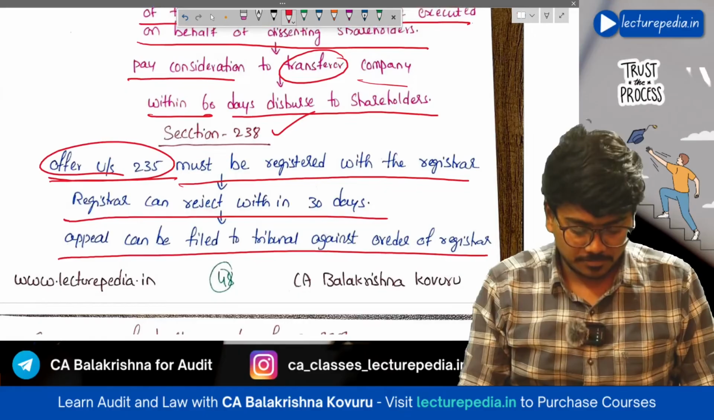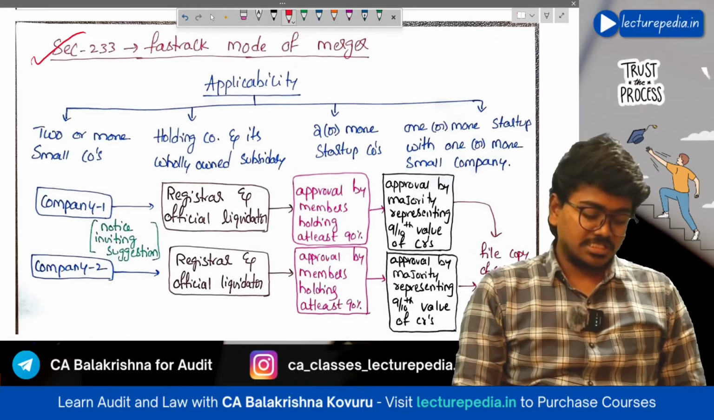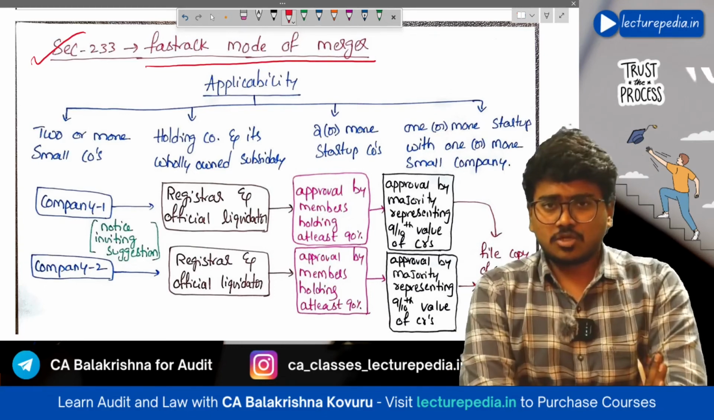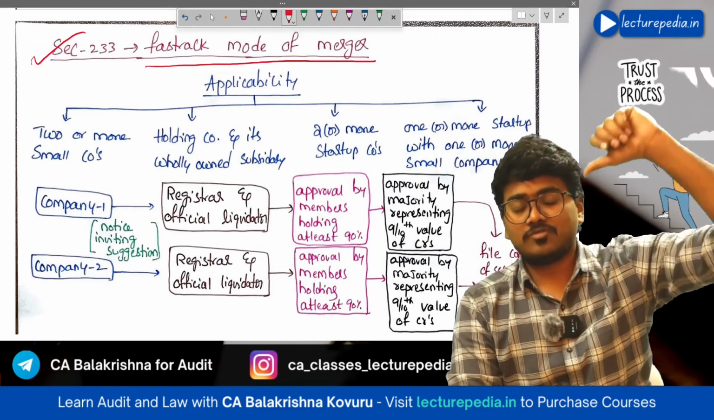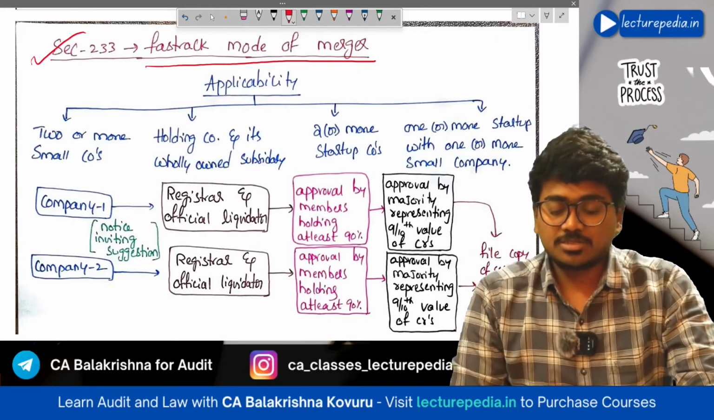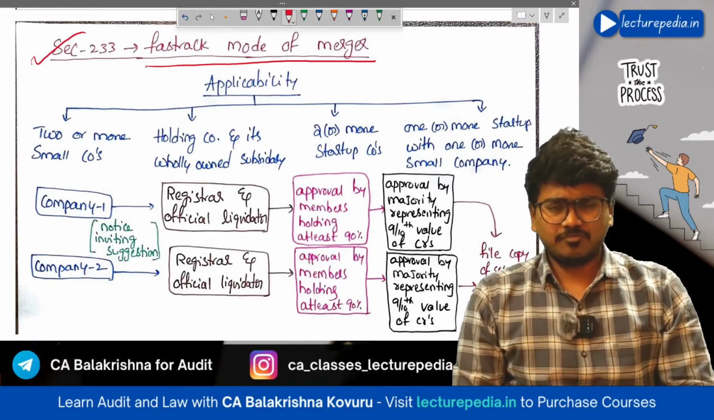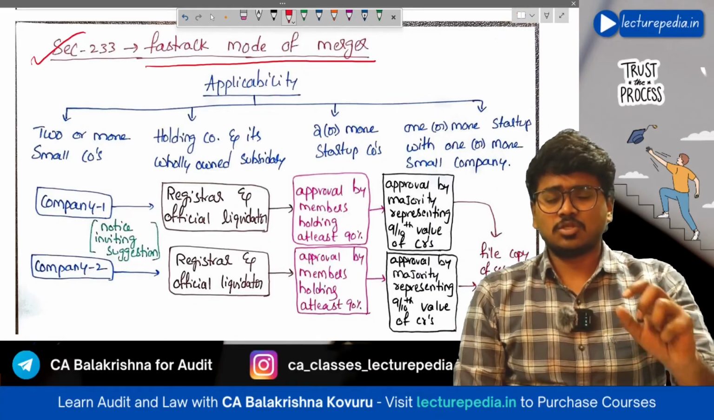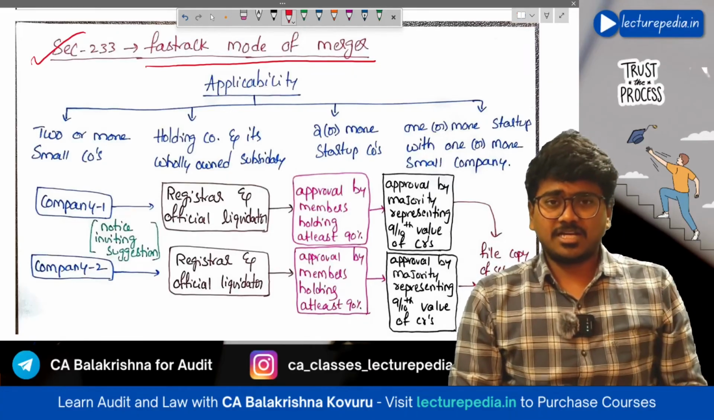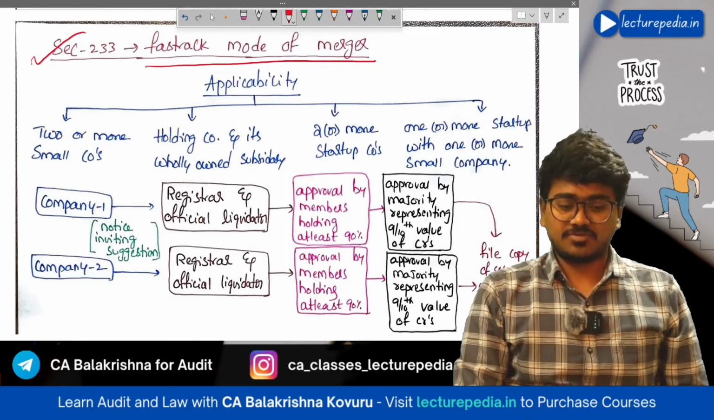Hope that is clear. Next, section number 233, which deals with the fast track mode of merger. Instead of going through all that procedure of section number 232, you can instantly merge the companies by following this fast track mode of merger. However, this provision of section 233 is not applicable for all companies. Only for certain specified companies is the fast track mode of merger applicable. So what are those specified companies?